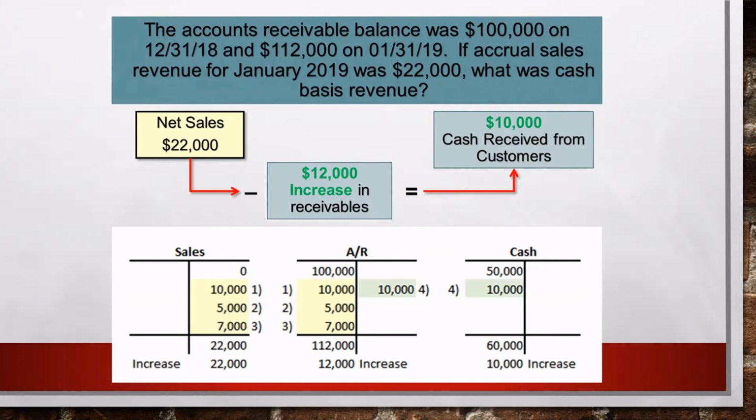The second transaction is a 5,000 sale on account, and the third is a 7,000 sale on account. Assume that only the first invoice was paid in full during the month. This payment increased cash by 10,000 and decreased accounts receivable by 10,000. As a result, we have an increase in sales of 22,000 and an increase in accounts receivable of 12,000, which is 22,000 minus 10,000. As you can see from this example, the total sales is 22,000. However, we only received 10,000 in cash.